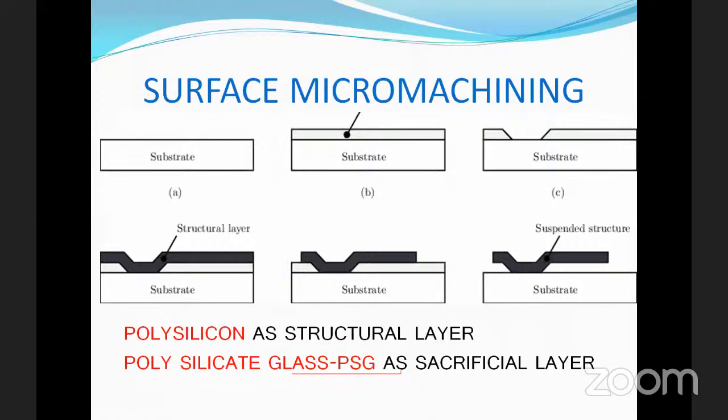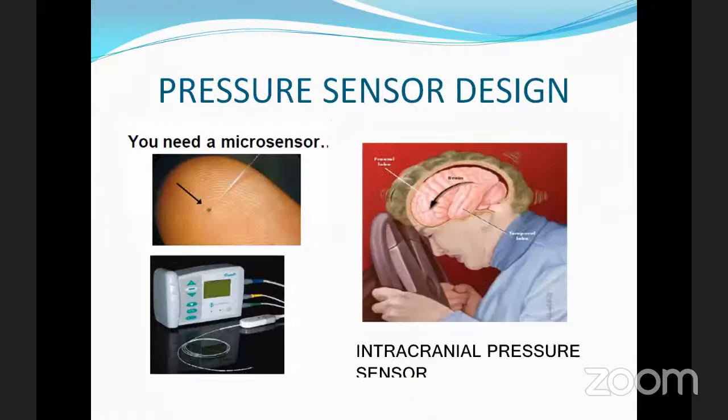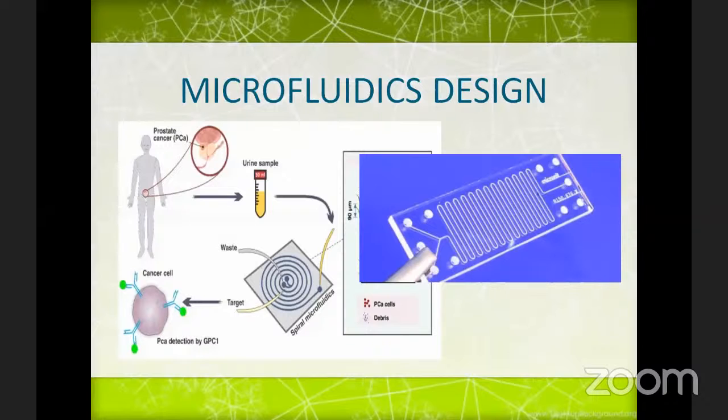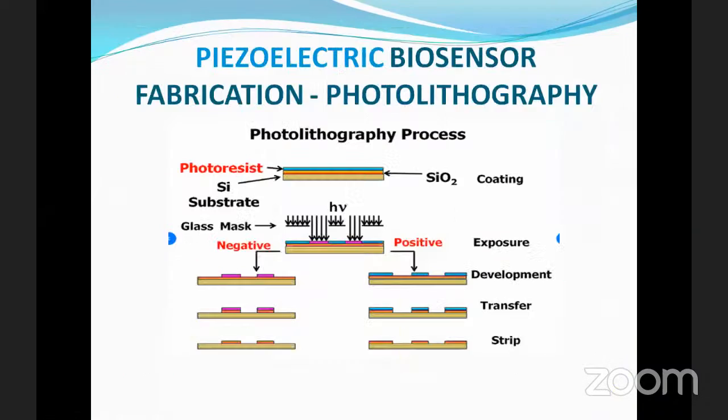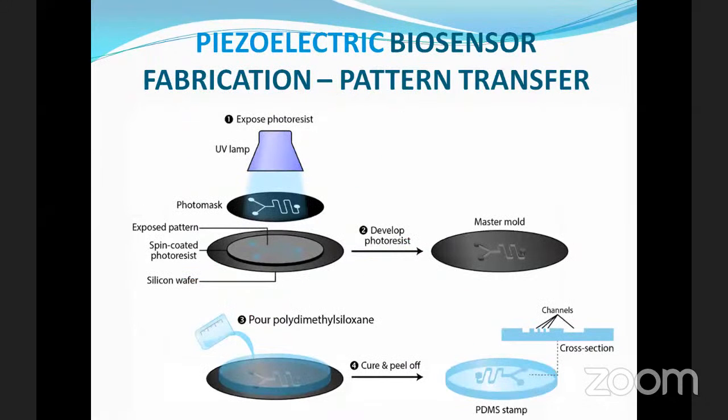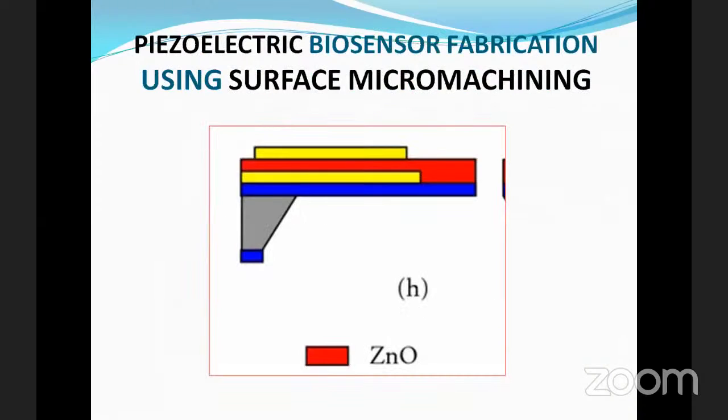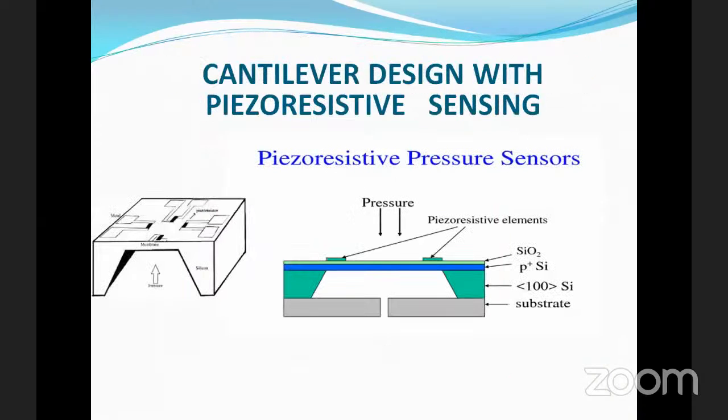So cantilever based sensors play a vital role in determining the biological component sensing, especially the microorganism growth. And this cantilever based sensor design has been elaborately explained, and it uses the surface micromachining technology. In surface micromachining technology, the substrate is made of silicon.